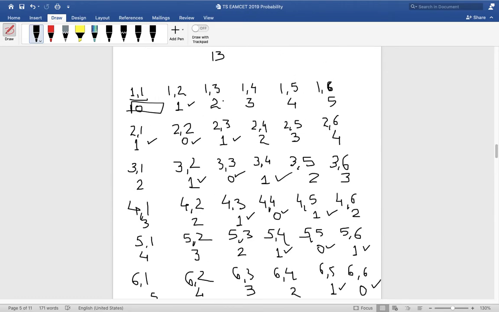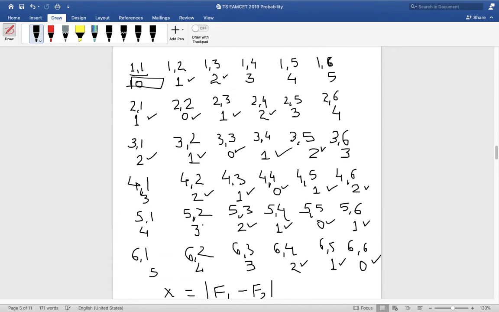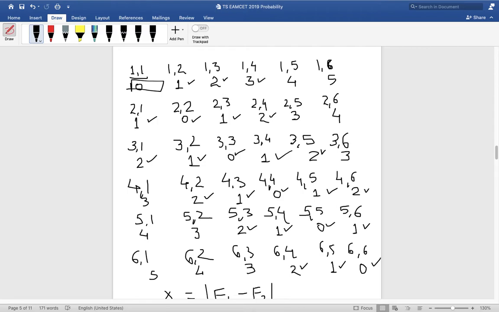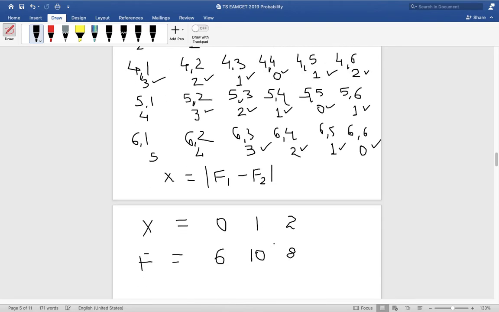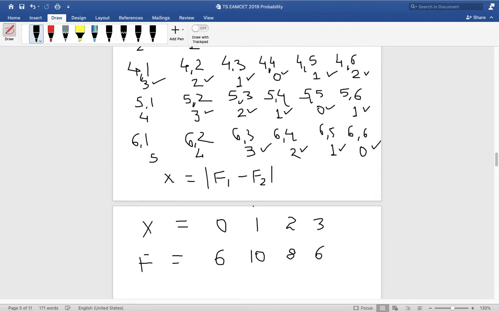Okay, now look at 2. 1, 2, 3, 4, 5, 6, 7, 8. 2 appears 8 times. I know this is a very boring problem, but it's very easy. So now 3: 1, 2, 3, 4, 5, 6. 3 is 6 times. Absolute difference 3 will happen 6 times.